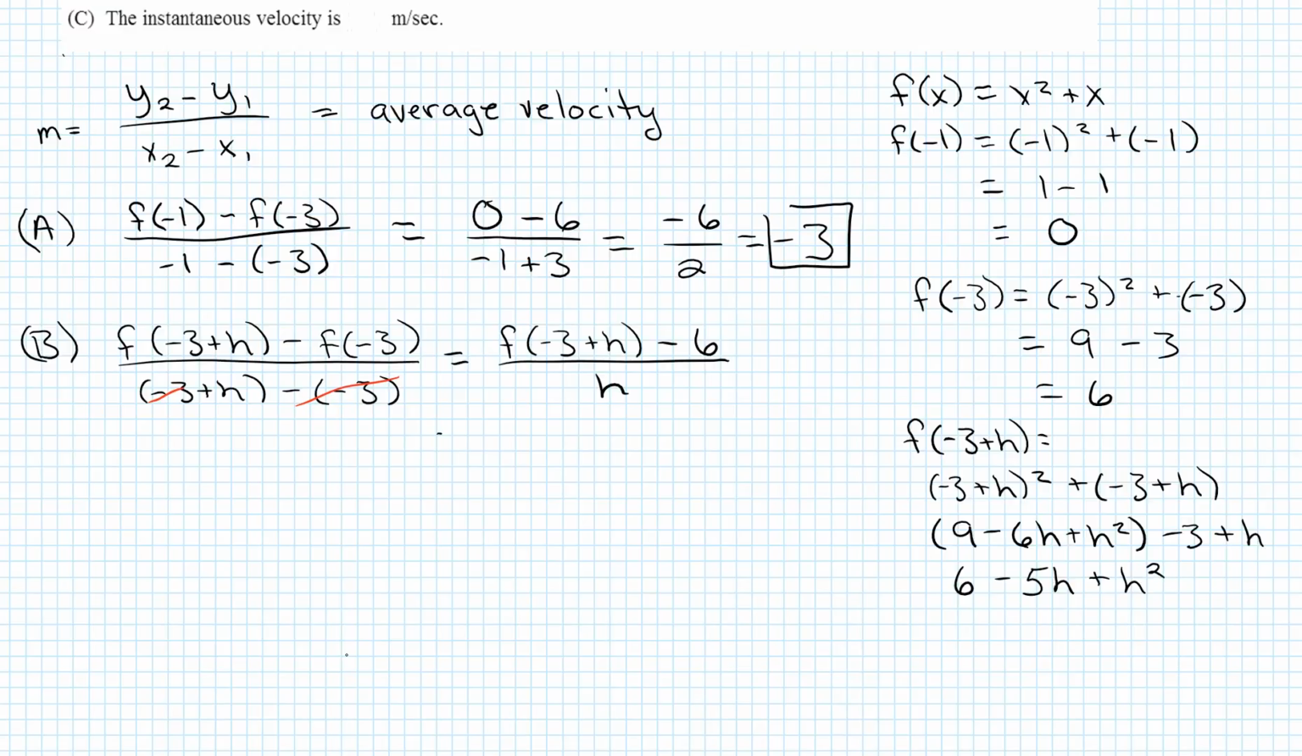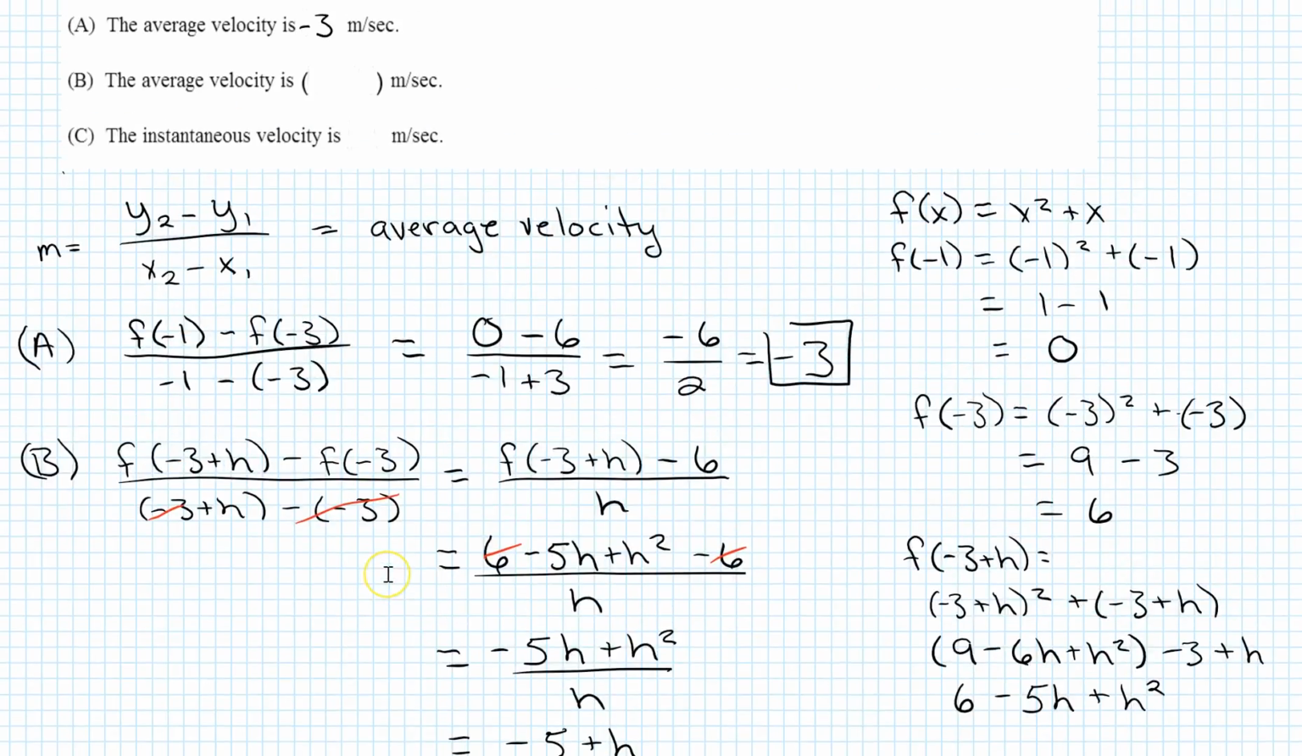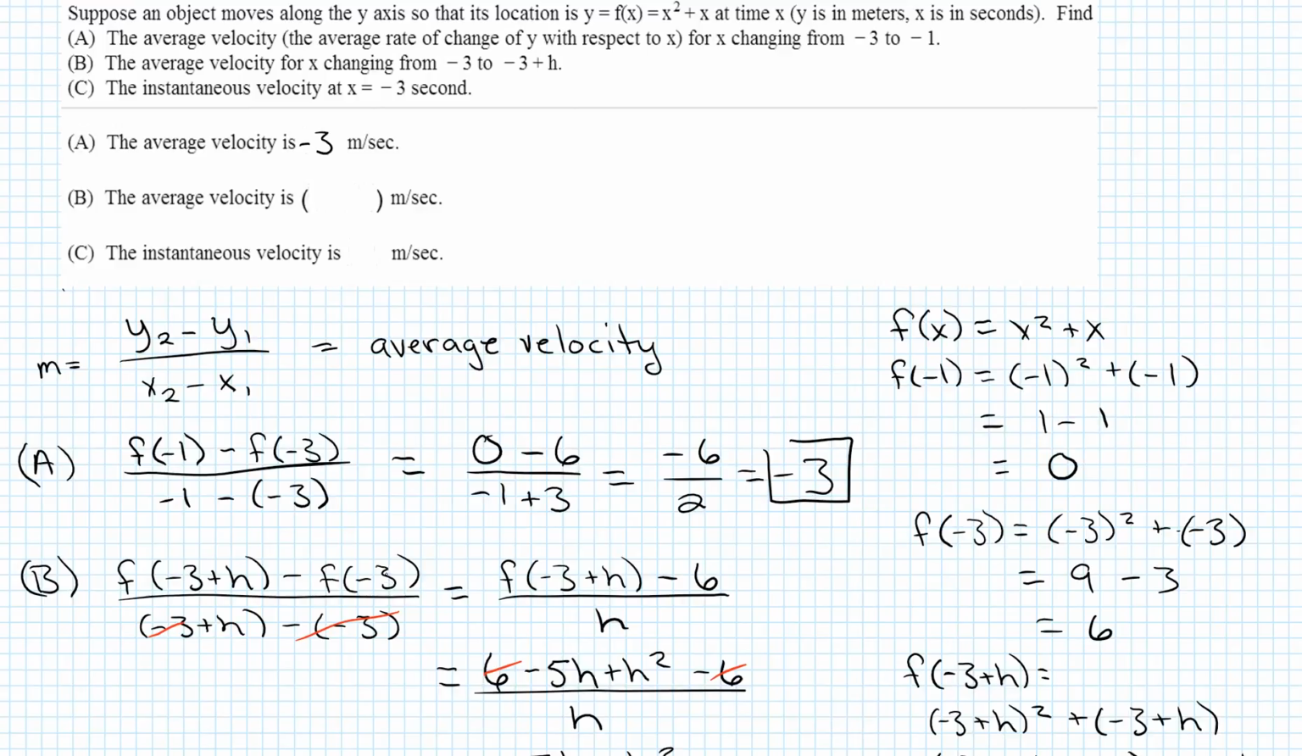Okay, so I can fill this in now. I have 6 minus 5h plus h squared minus 6 on the top and h on the bottom. My 6's cancel. That's going to leave me with negative 5h plus h squared over h. And when I simplify that the last time, I'm going to end up with negative 5 plus h. And so that is what my answer is for the average velocity, negative 5 plus h.